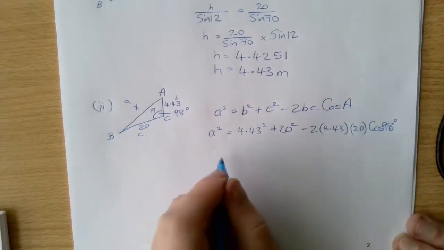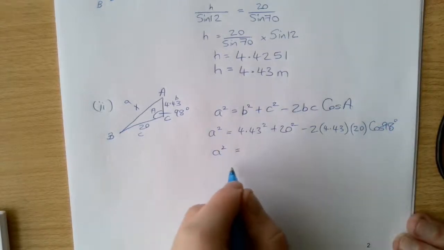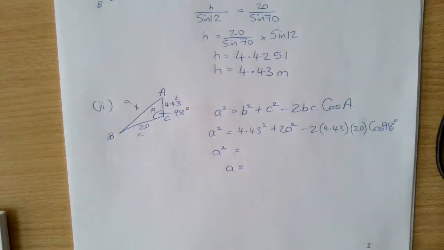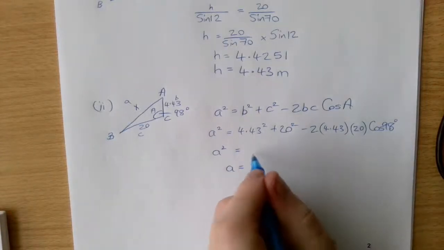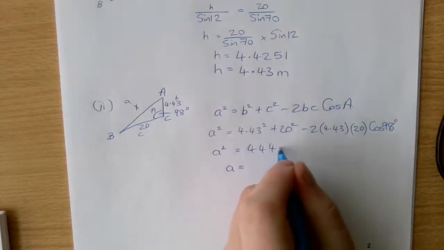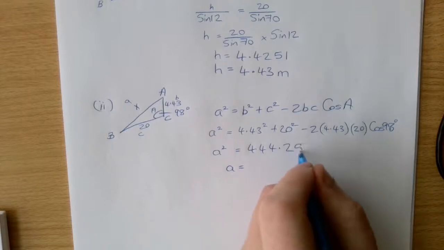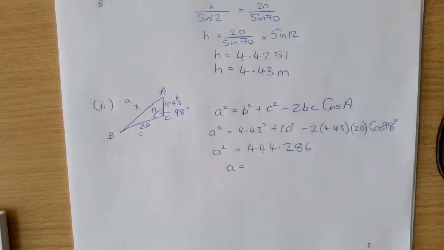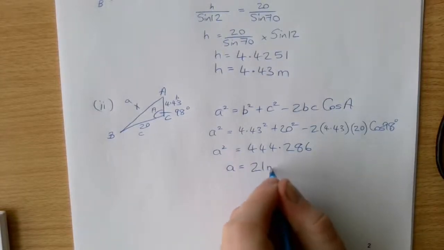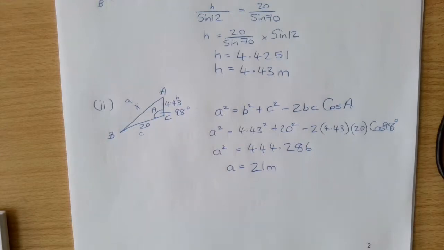And then we can put the full thing in the calculator and we'll get a squared is equal to, and then get the square root to get what a is. So a squared is equal to 444.286. So then if we get the square root of 444.286, we can see that it's equal to 21 metres. And it said to round, it didn't say what way to round it, so we can just leave it as 21, because it's 21.08.